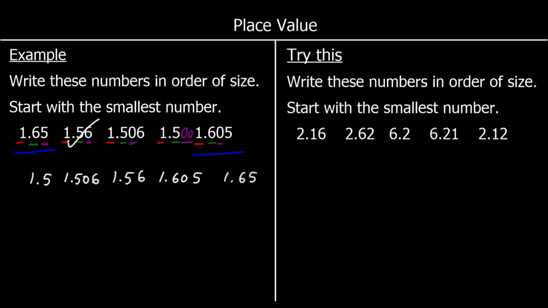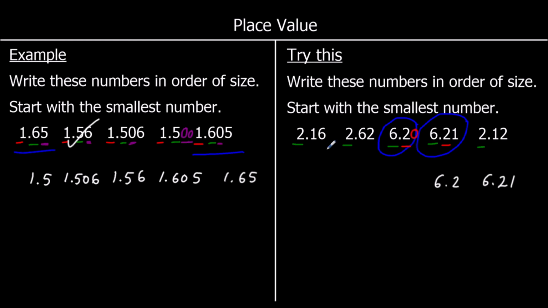Okay, so we're going to look at the ones first. So I've got 2, 2, 6, 6, and 2. So both the numbers with 6 in are bigger than the numbers with 2 in. So the two biggest numbers are 6.2 and 6.21. They've both got the same ones. They've got the same tenths. But in the hundredths, 6.2 has got 0 in the hundredths. There's nothing there. And 6.21's got a 1 in the hundredths. 1 is bigger than 0. So 6.21 is the biggest number, followed by 6.2.